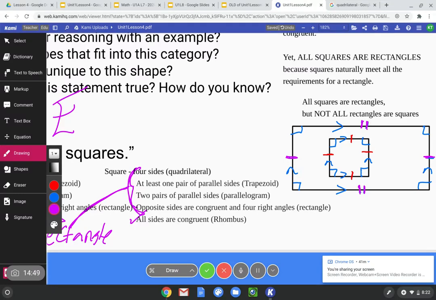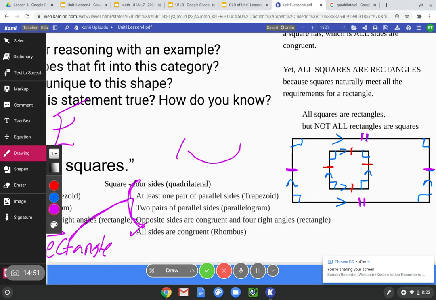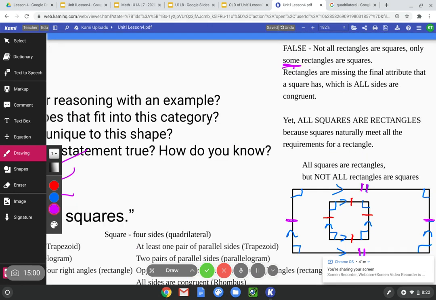And look, that goes in with the idea. It's like a continuous cycle. If that square is a rectangle, because we do consider the square part of the rectangle family. So to finalize, all squares are rectangles, but not all rectangles are squares, only sometimes.